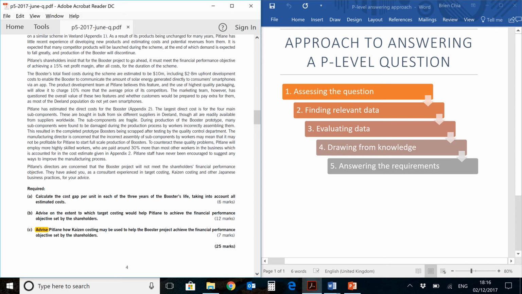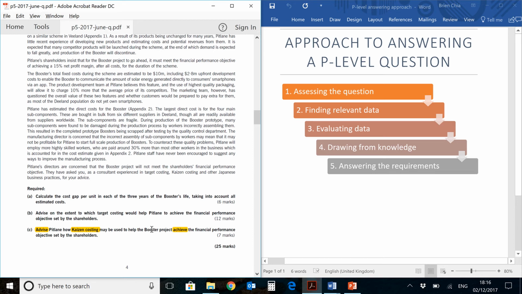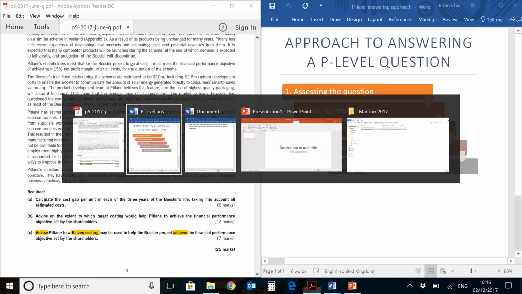So in this case, the topic we are concerned about is Kaizen costing, and it's used specifically on the booster project. So you need to specifically mention that in order to achieve the financial performance that we are looking for. Okay, so that is for requirement C.